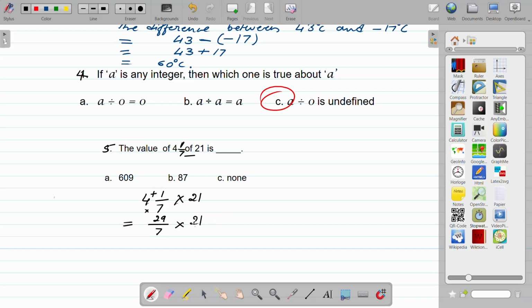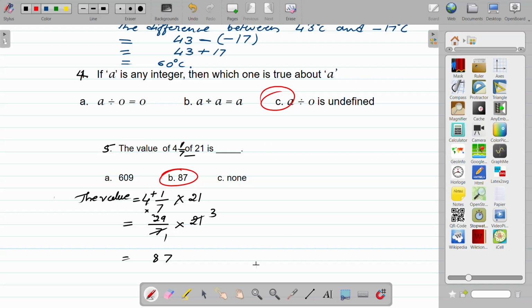Look at that, 7 and 21 are multiples of 7. Easily we can cancel. 7 ones are 7, 7 threes are 21. Now 3 into 29 you multiply, that's the answer. 3 into 9 is 27, 7 here, 2 carry, 3 into 2 is 6, 6 plus 2 is 8. So we got 87 as the value. So therefore you write one sentence, the value is equal to 4 into 1 upon 7 into 21. That's the answer. Option B is the correct one.